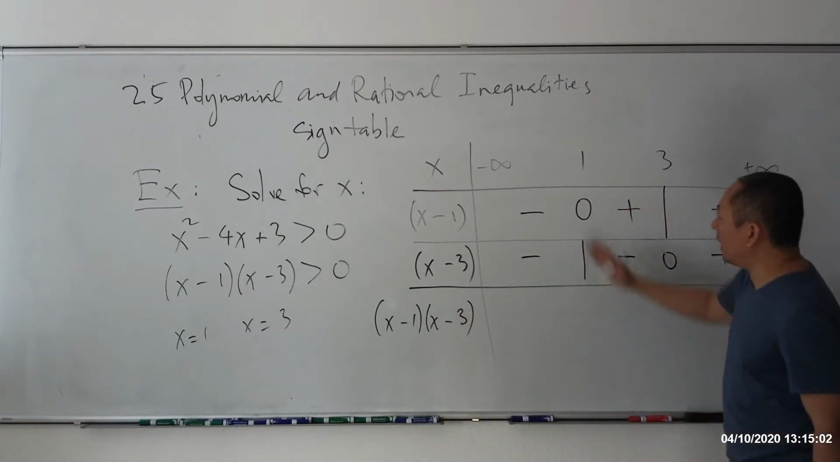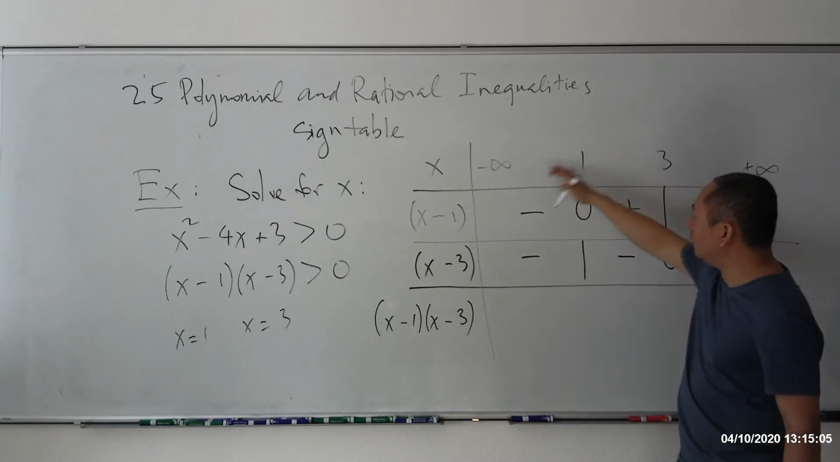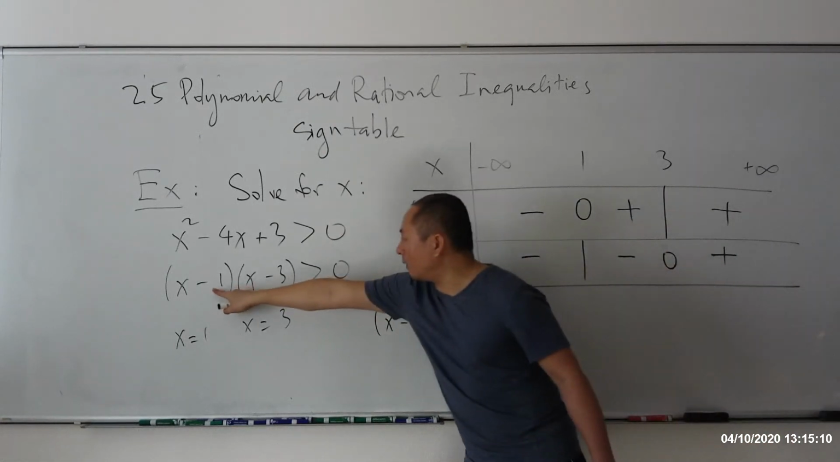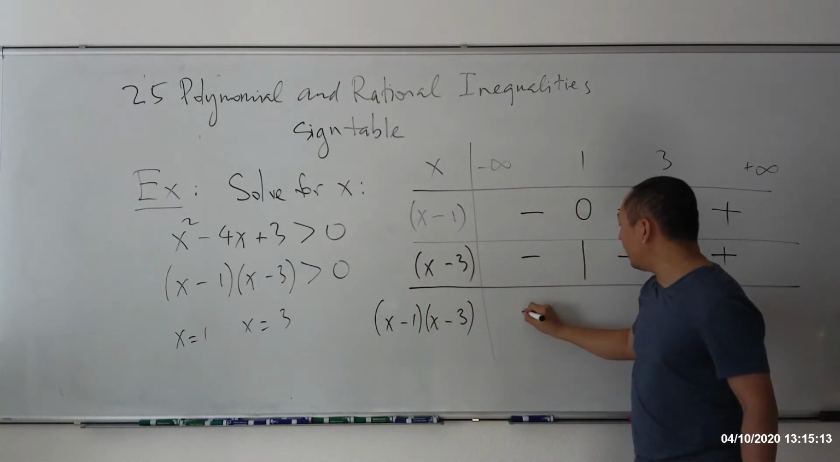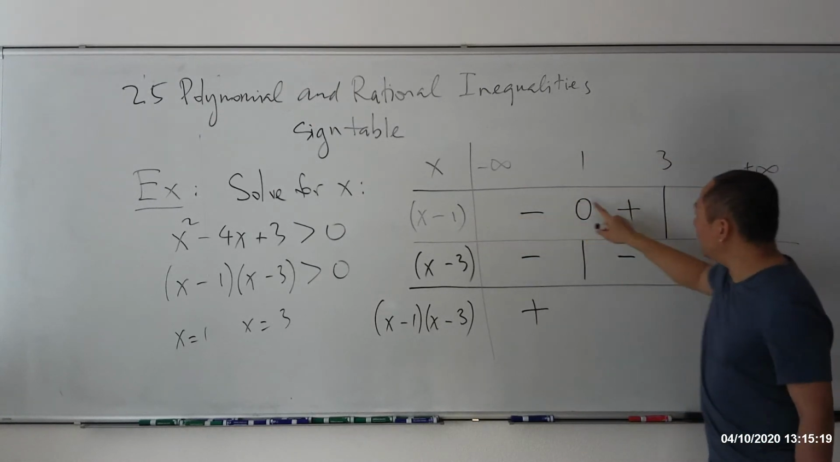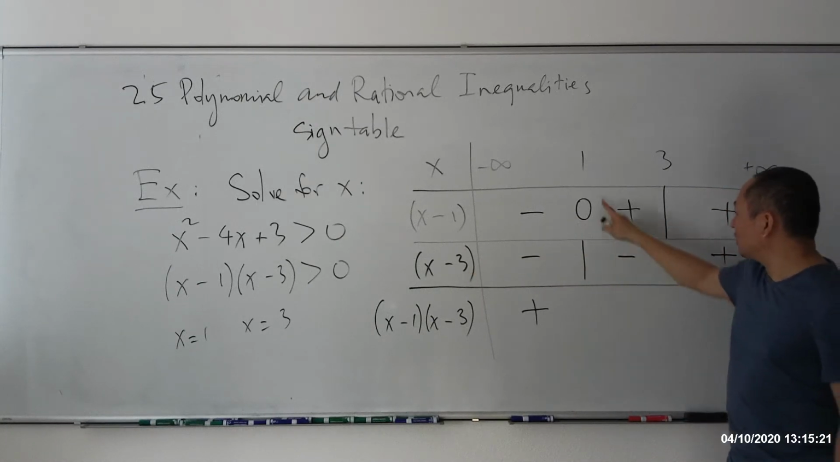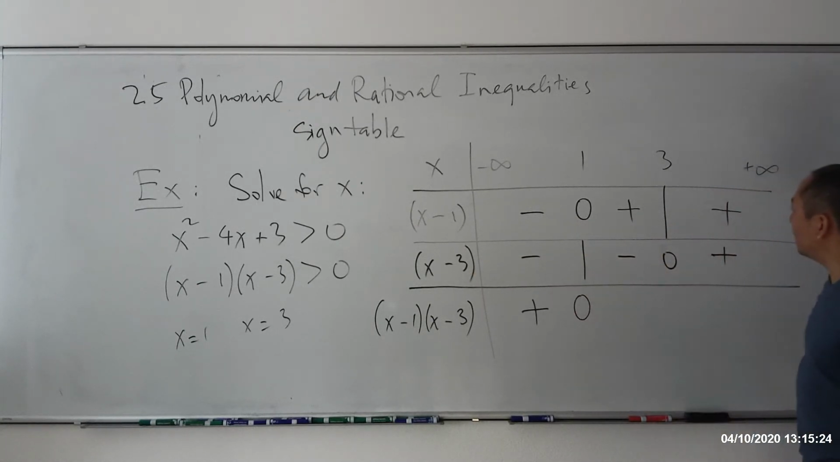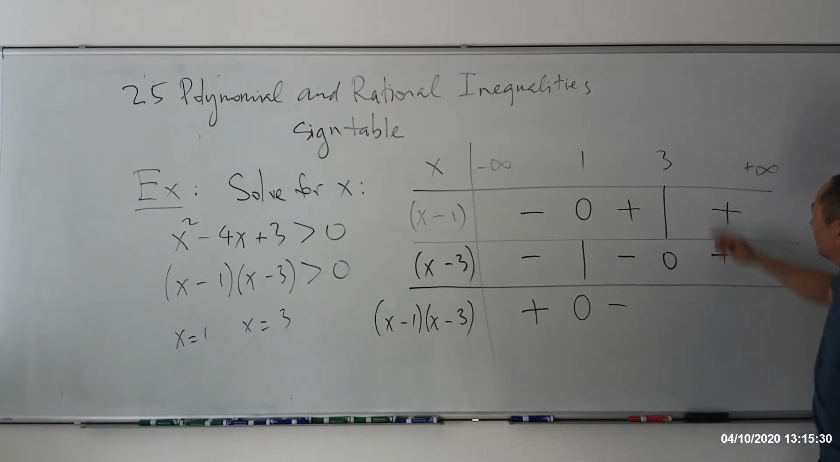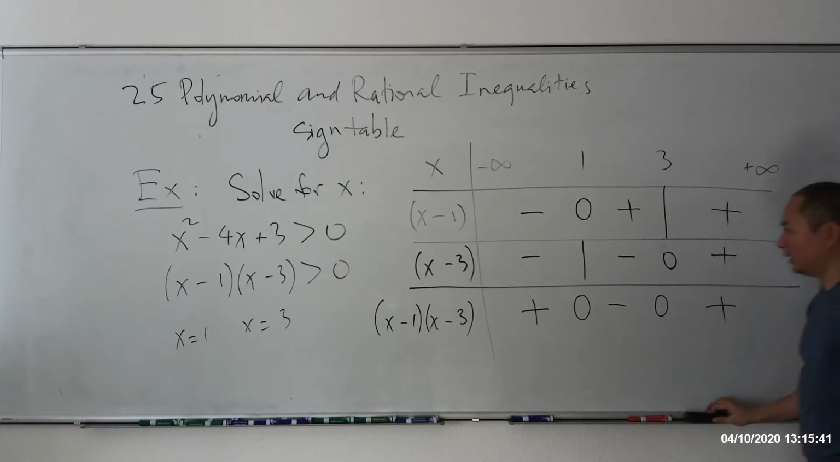Okay? So when x is somewhere between negative infinity and 1, the first factor gives us a negative number. The second factor gives us a negative number. You multiply a negative number to another negative number, you get back a positive number. When x equal to 1, the first factor gives me a 0, the second factor gives us something. So 0 times something is 0. Similarly, when x is between 1 and 3, we got positive times negative, which is negative. x equal to 3, something times 0 is 0. x is bigger than 3, positive times positive is positive. And we just completed the sign table.